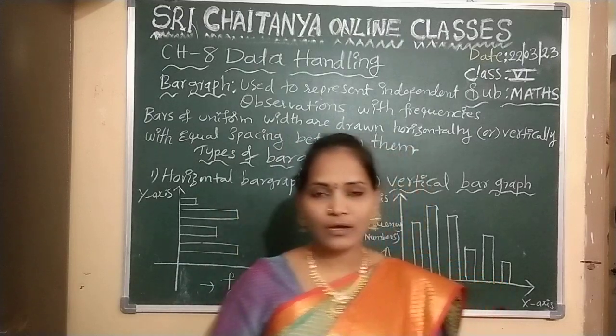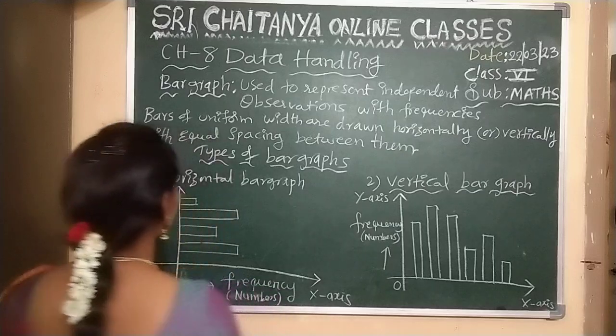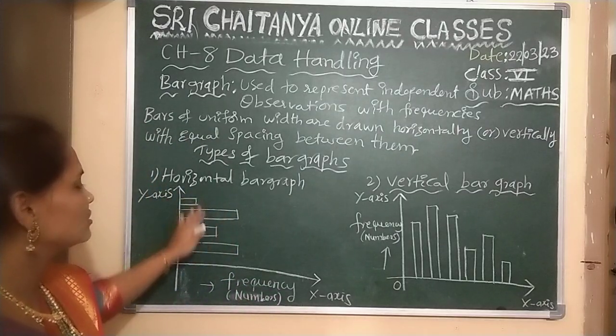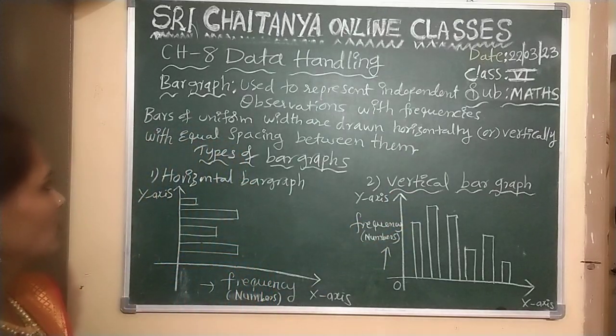Okay, very simple. Now, I will explain one example question. Once take a screenshot of how it looks: the outlook of a horizontal bar graph and the outlook of a vertical bar graph.